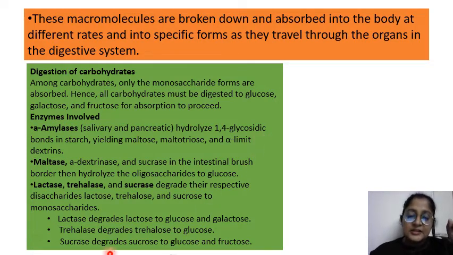So lactase degrades lactose to glucose and galactose. Ultimately we are getting the monosaccharide. Trehalase degrades trehalose to glucose, and sucrase degrades sucrose to glucose and fructose. So we are either getting the glucose, or we are getting galactose or fructose. So these are the main enzymes which are involved in digestion of the carbohydrate.